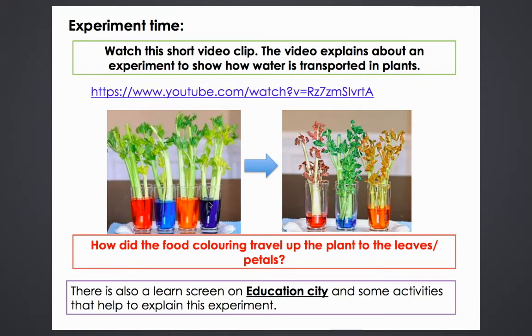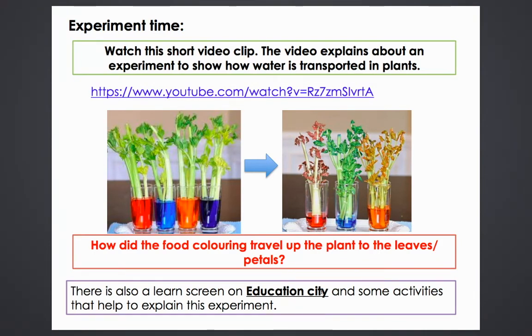And they put some flowers called carnations into food colouring. And then over time, the food colouring travels up the stems of the plants into the leaves. Okay, it doesn't happen straight away, but it takes a little while, but eventually that's what's happened. So I want you to watch the video, and then I want you to have a think about how the food colouring travelled up the plant to the leaves.